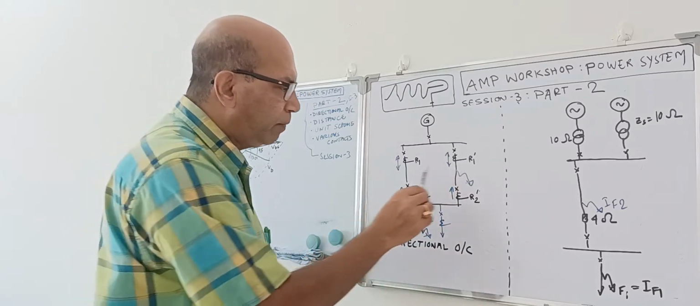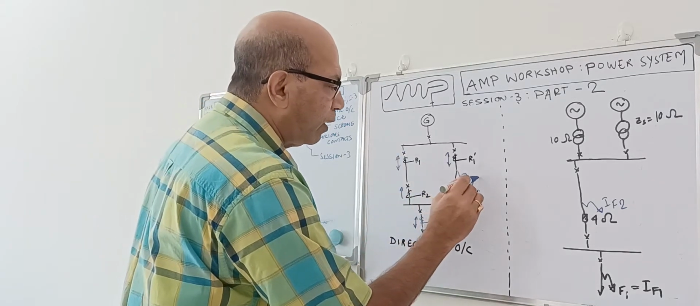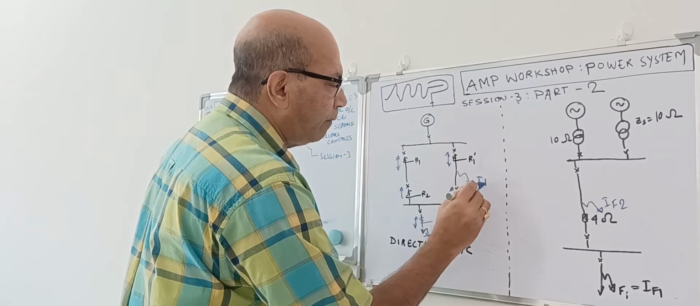Okay. Now if the fault is over here, then what will happen? In that case, you see, suppose the fault current is IF2.